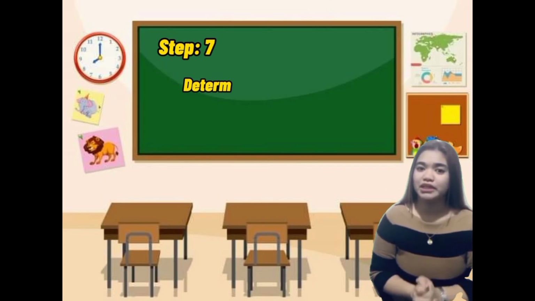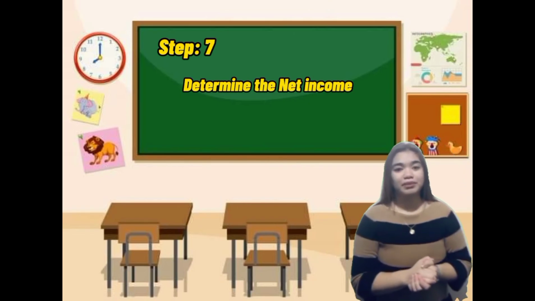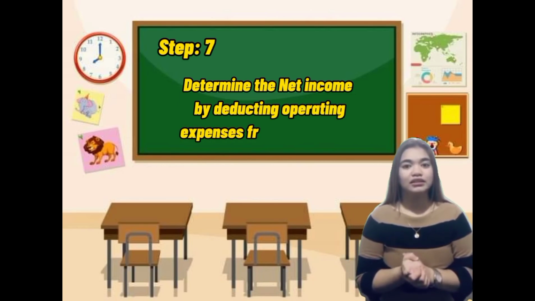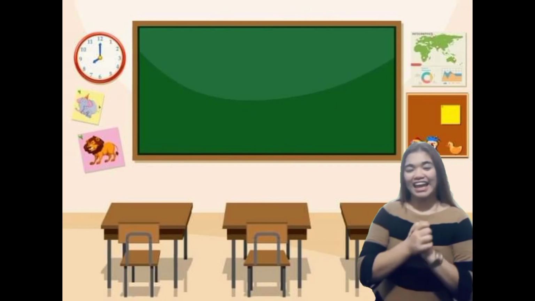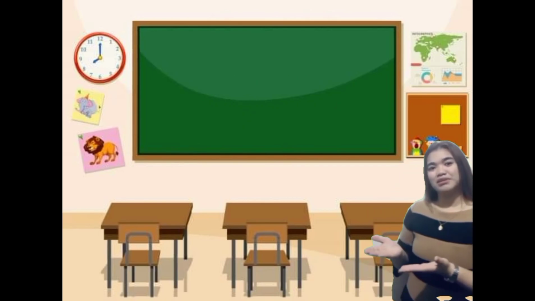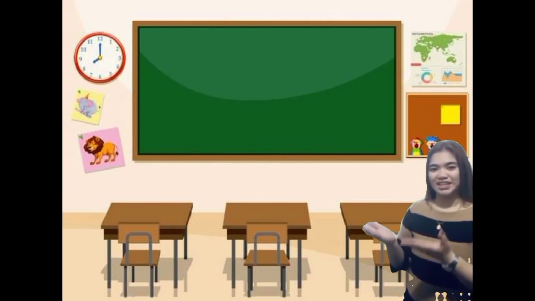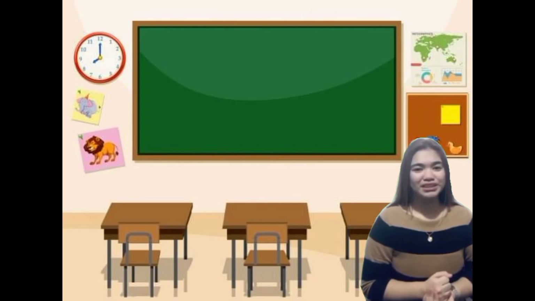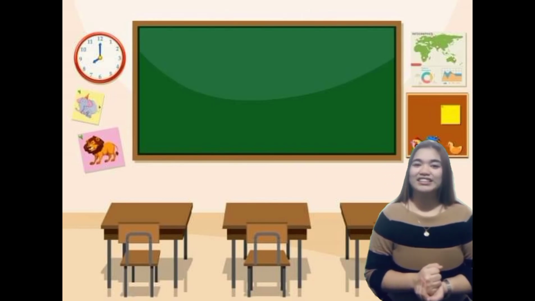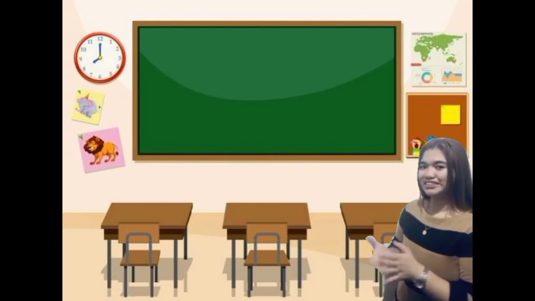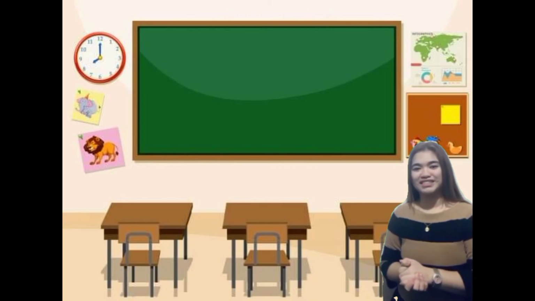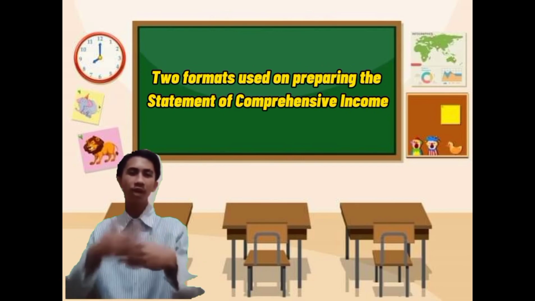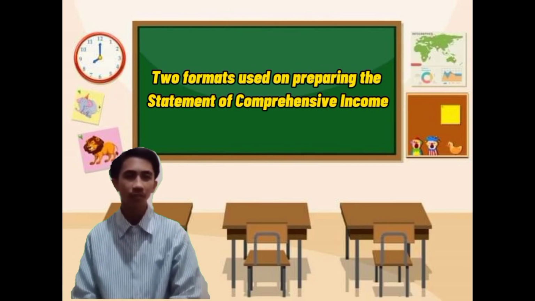You have to determine the net income by deducting the operating expenses from the gross profit. And this is the example of statement of comprehensive income using the multi-step format. Now that you know what single-step and multi-step formats are, let us now know from Teacher Solomon the importance of statement of comprehensive income.